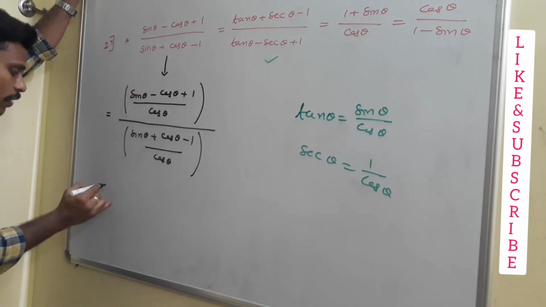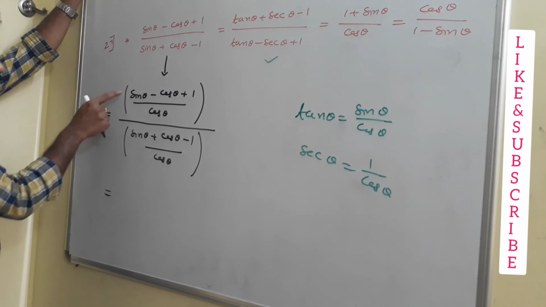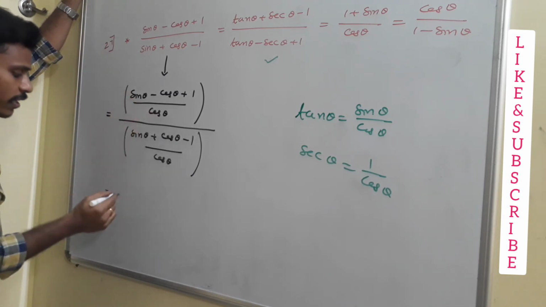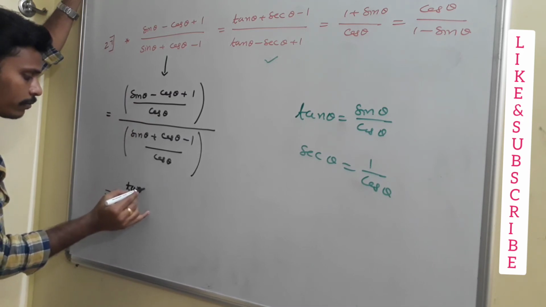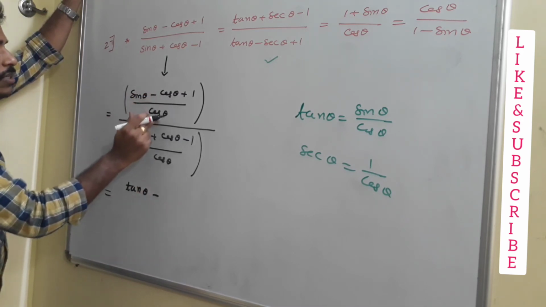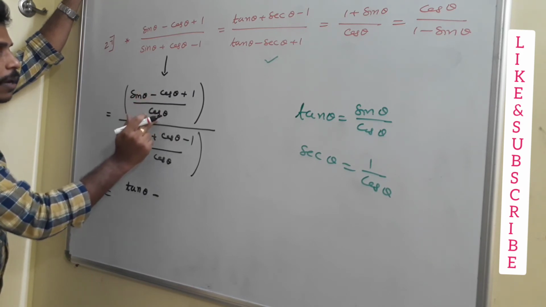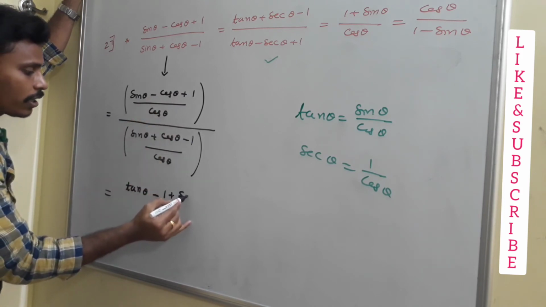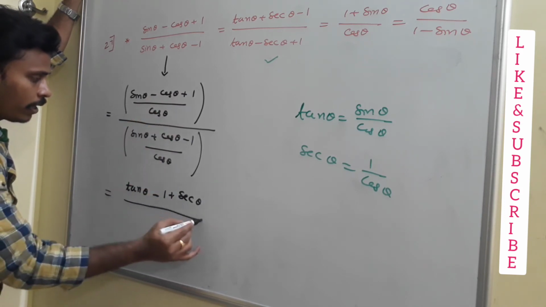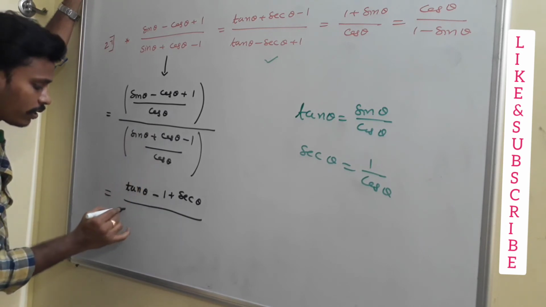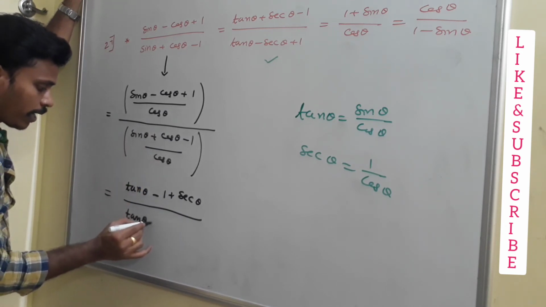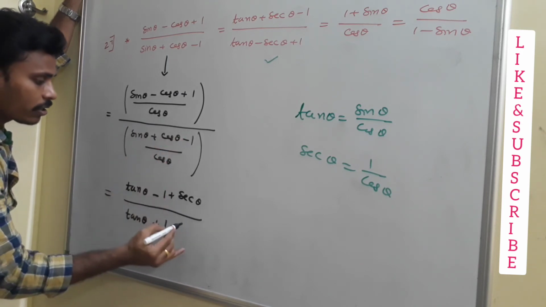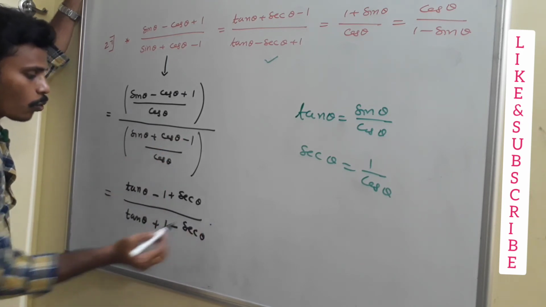Okay. And the next step, what will happen? Then this work is simple. What is sin by cos? Sin theta by cos theta is tan theta itself, right? Minus, what is cos theta by cos theta? Cos theta by cos theta is 1, plus 1 by cos theta. 1 by cos theta is secant theta. Divided by, here sin by cos is again tan theta, plus cos theta by cos theta is 1, minus 1 by cos theta is secant theta. Just one simple task.